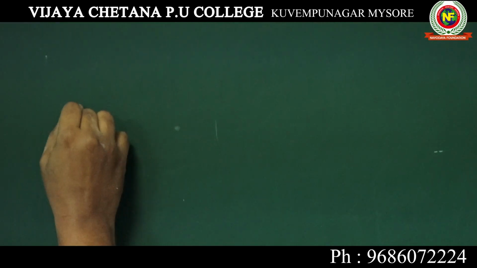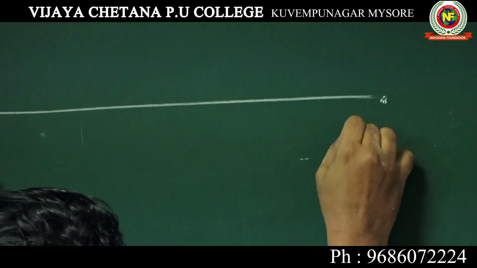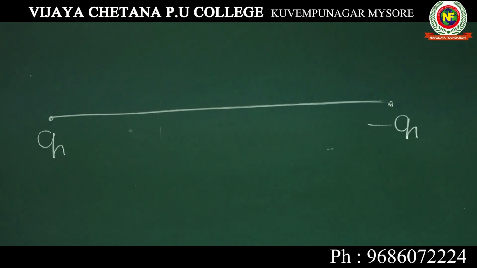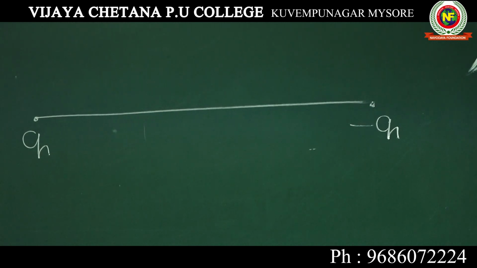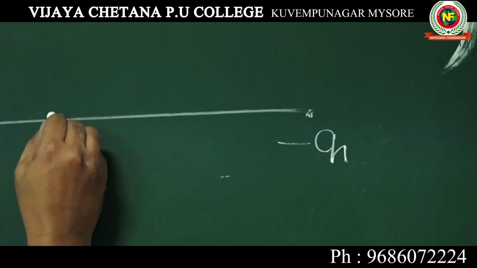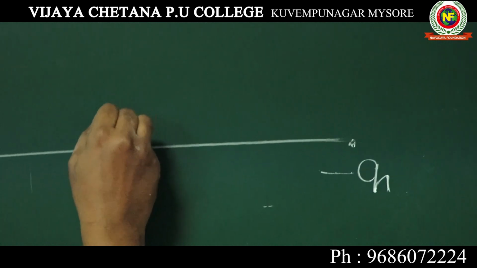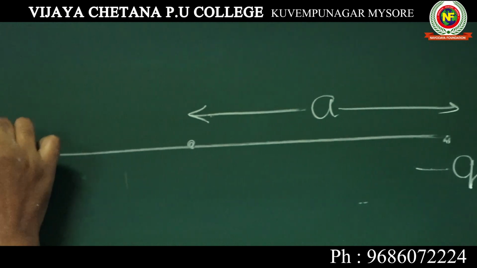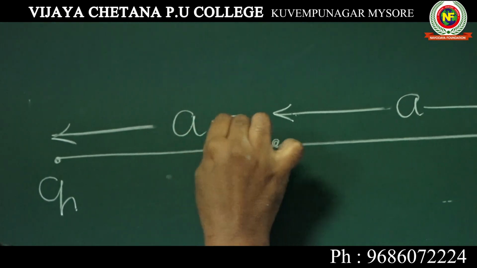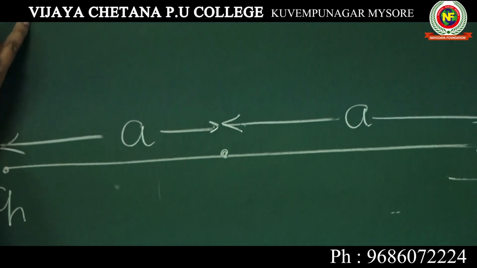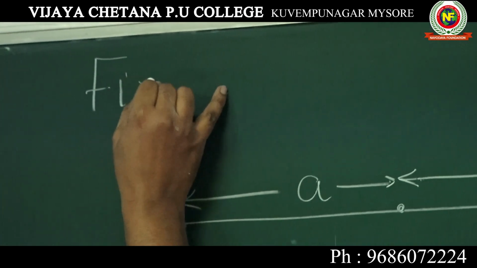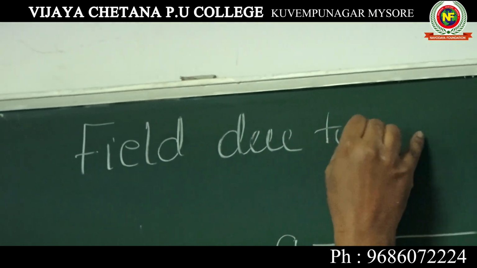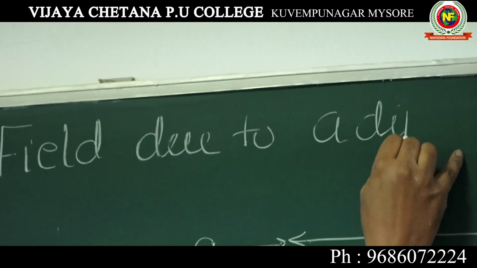This is plus q, and this is minus q, the two charges responsible for producing a dipole. These two have been separated by a distance 2a, a on one side and a on the other side. Now I want to measure the field due to a dipole. Try to understand. I am measuring field due to a dipole.